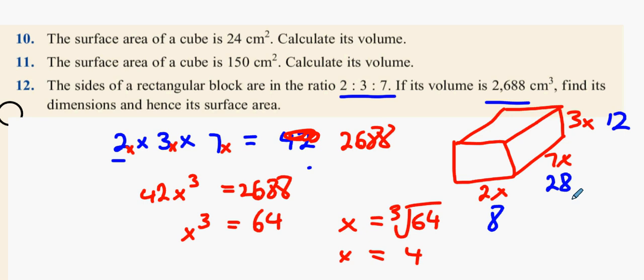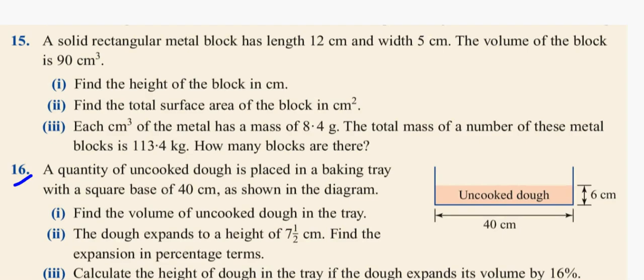8 by 28 by 12. That's not trial and error. That's a proper method, okay? Trial and error works pretty well as well, doesn't it? Alright, let's go to 14. So I've done 12, now we're on to 14.